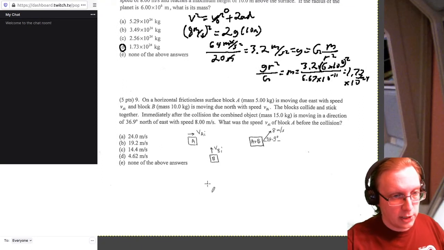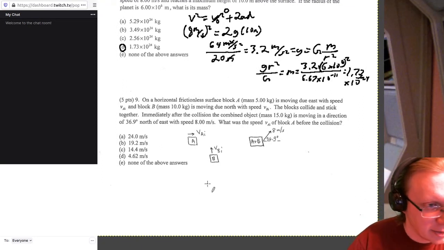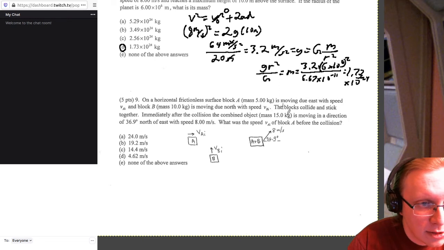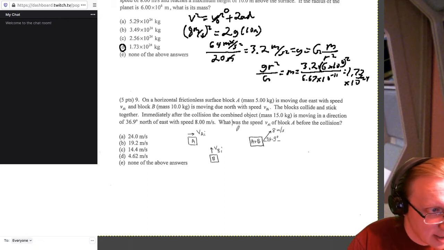All right, here we have an inelastic collision on a horizontal frictionless surface. Block A, mass of 5 kilos, is moving due east with speed of VA initial, and block B, mass of 10 kilos, is moving due north with speed of VB. Blocks colliding together. Immediately after collision, these combined objects, 15 kilos, are moving in this direction here. What is the speed VA of block A before the collision?